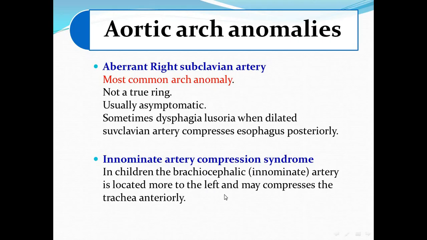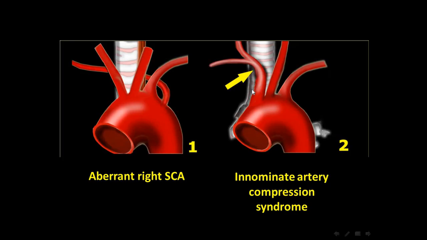The other anomaly is the innominate artery compression syndrome. Innominate artery is the brachiocephalic. So in this case, there is a compression on the trachea by the brachiocephalic trunk. This is more common in the children population, and usually resolves as they grow. This is an illustration of innominate artery compression syndrome. As we see here, the innominate artery is more to the left and compressing the trachea here.